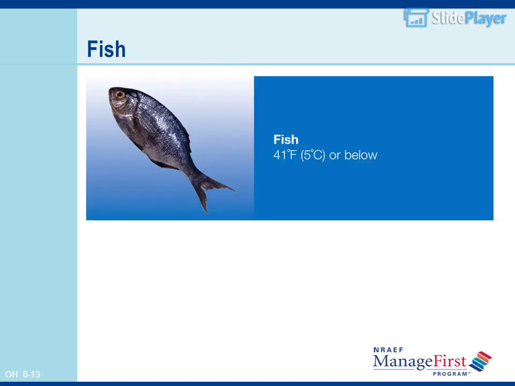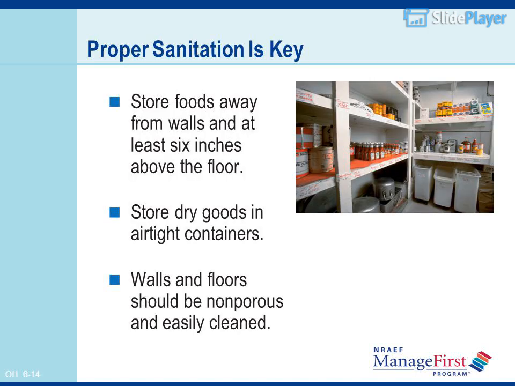Fish. Instructor's notes: Ask students to identify at least 5 items that are stored at this temperature. Examples include fresh fish fillets, shrimp, oysters, scallops, and crab. Proper sanitation is key.